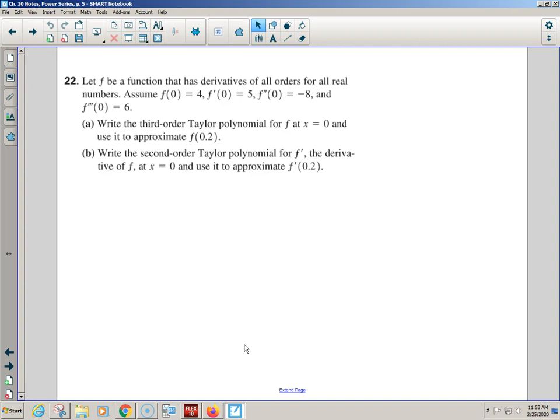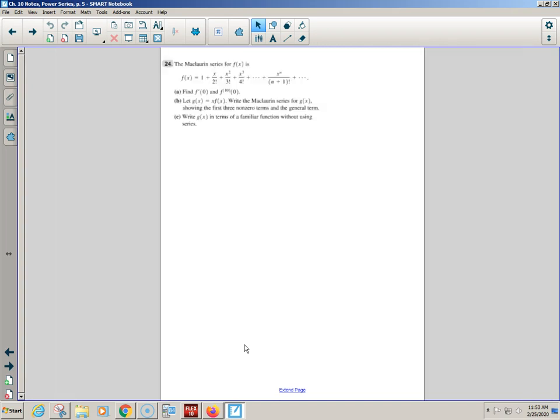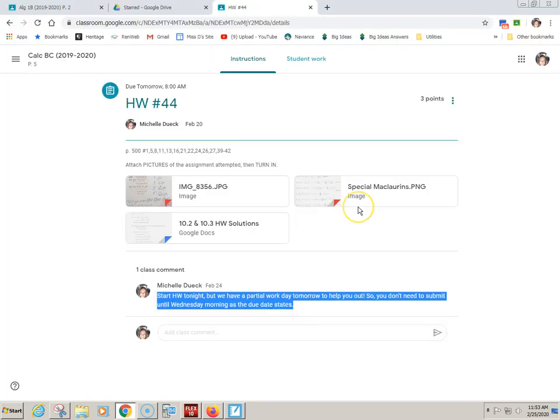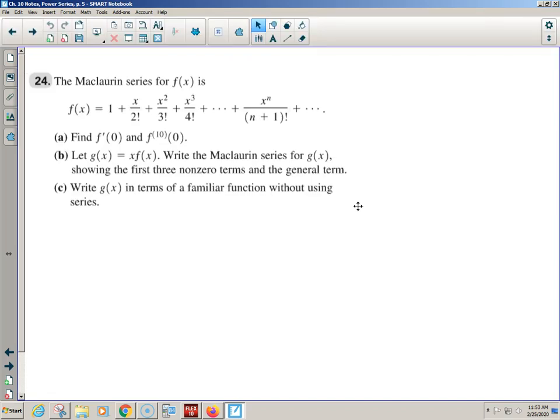Why is it easy? Plug it in, right? Plug it into the Taylor polynomial formula. Okay, so hold on. That one's pretty easy. Let's see what else we have. Is number 24 a homework problem? Yeah. Yep. Is this one easy?